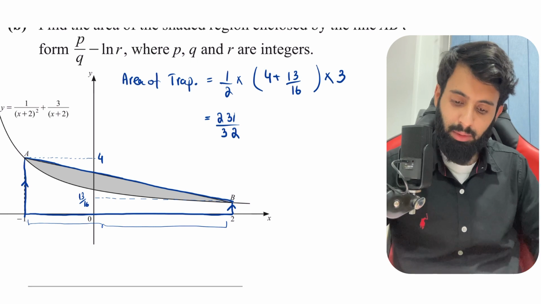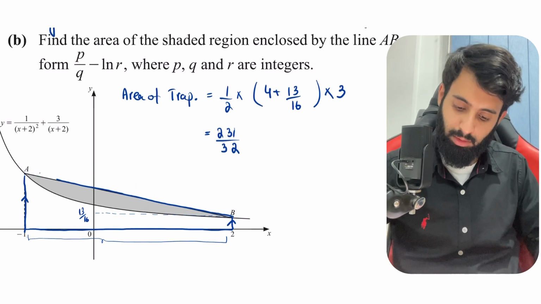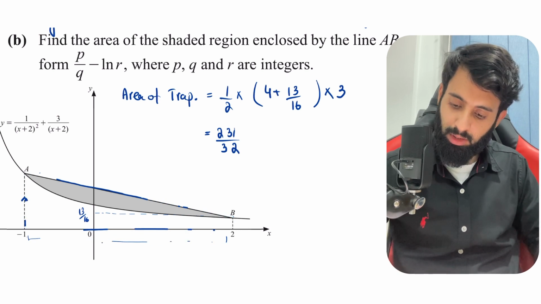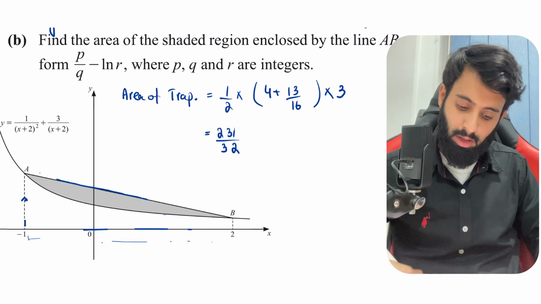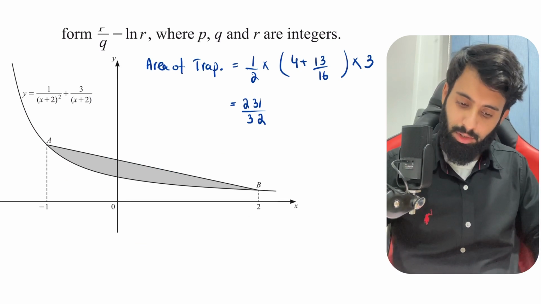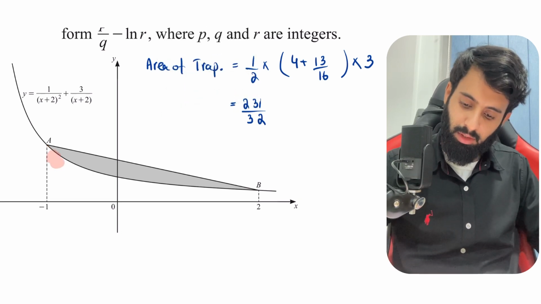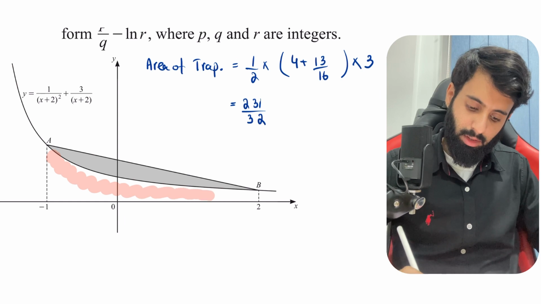Now what we have to do is subtract, so I'm just going to clear this mess up. Now we have to subtract the area that is below the curve. The area under the curve, which I should highlight, is basically going to be this area. In fact, I'll shade that. It's this area underneath the curve.